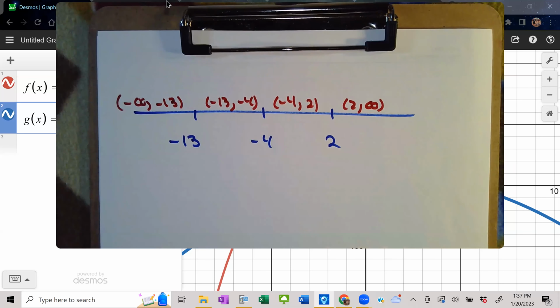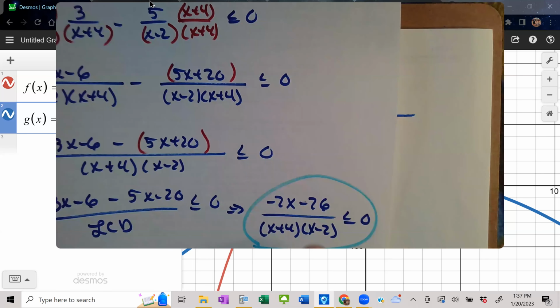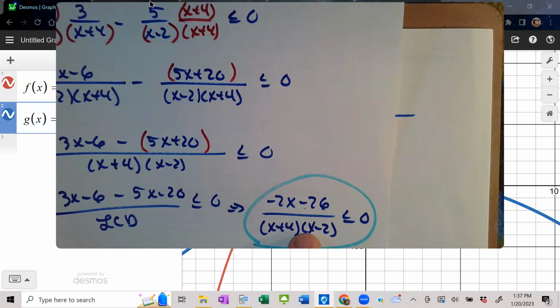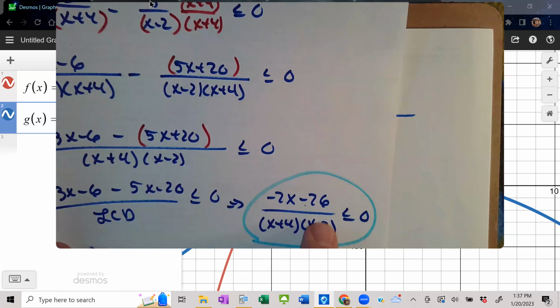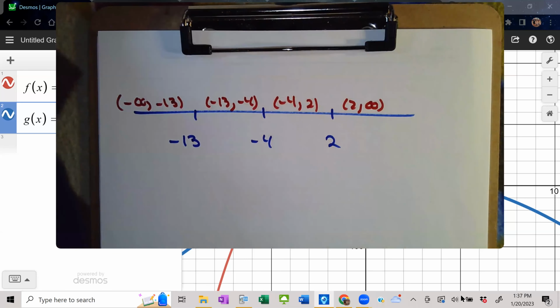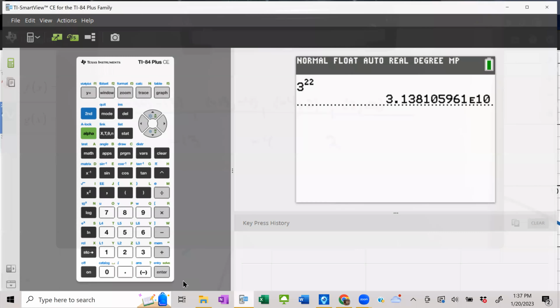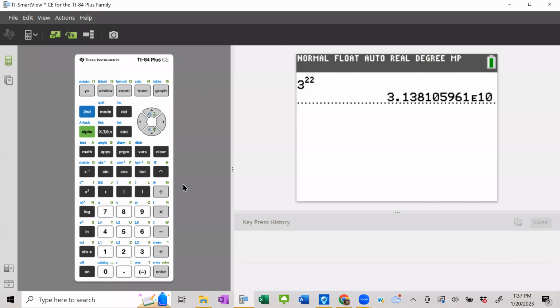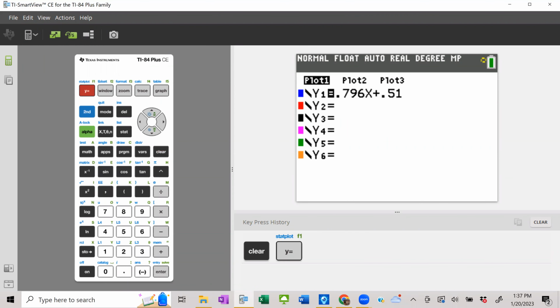We just got to decide where it's positive, where it's negative. By it, I'm talking about this expression. In particular, we're looking to see where this is less than or equal to 0. So a reminder as to your settings here. Let's clear that out. I'm first going to start by clearing this out and inputting the function.